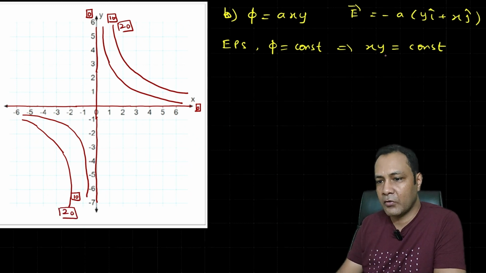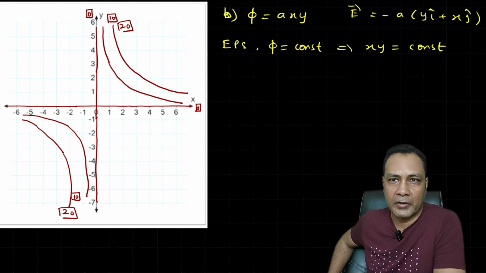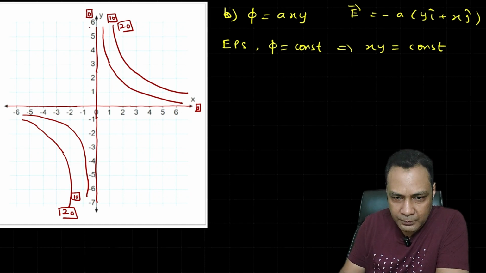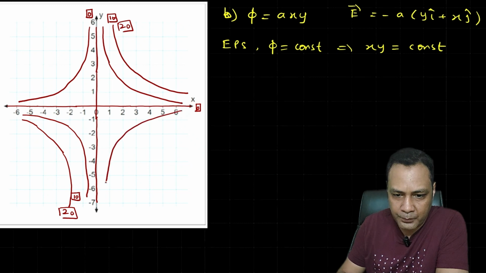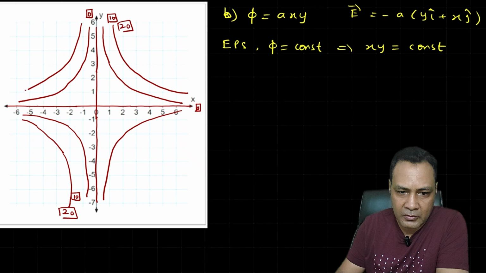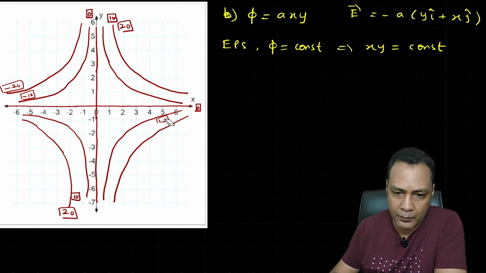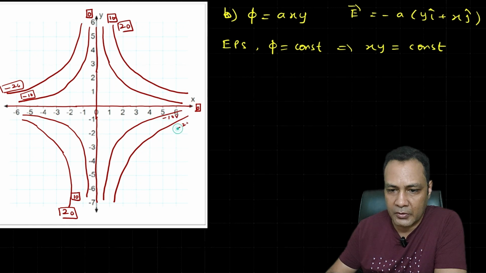And now if the product of x and y is negative, the rectangular hyperbola will lie in the second and the fourth quadrant like that. So this is for, say, negative potential. The graph would be like this. Symmetrically I'm plotting. Suppose this is for the potential minus 10 volt, and this is minus 20 volt.